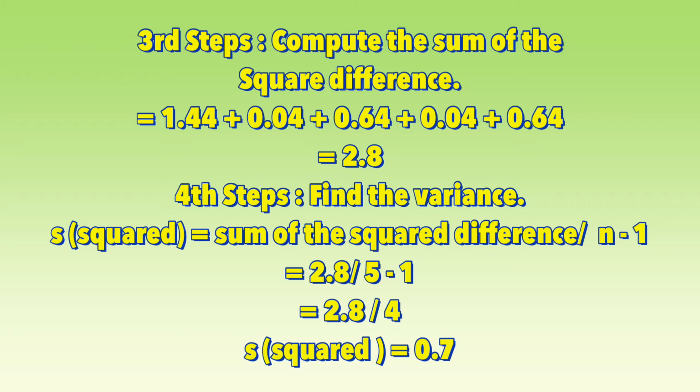So the sum of the squared differences is 2.8 over the sample size, so we have 5 minus 1. Then we have 2.8 divided by 4. Then the variance is equal to 0.7. Therefore, this means that the approximate average of the squared deviations is 0.7.